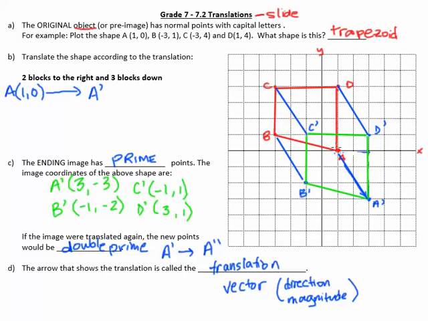The red shape is the object, the original, and then the green shape is the image, or the new version of the original object. Great. So hopefully you got this lesson today, and see you next time.